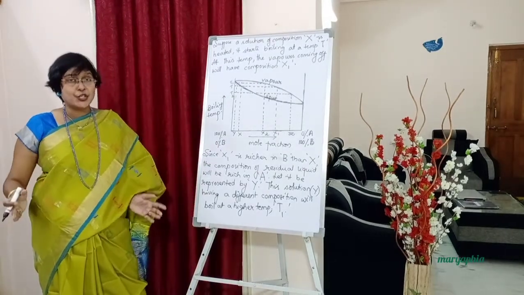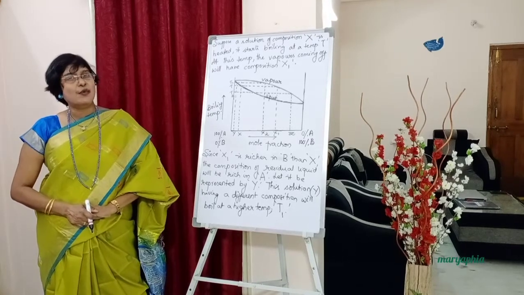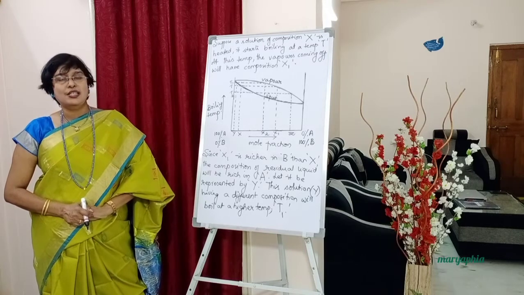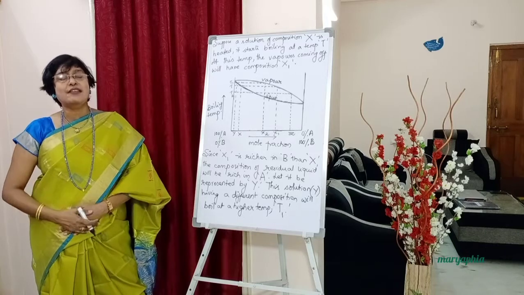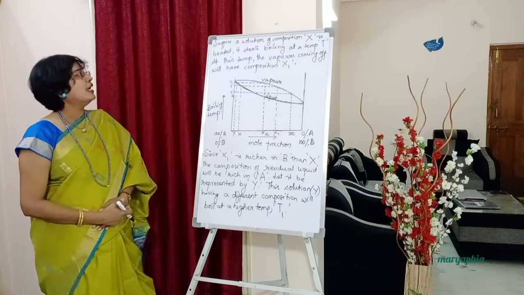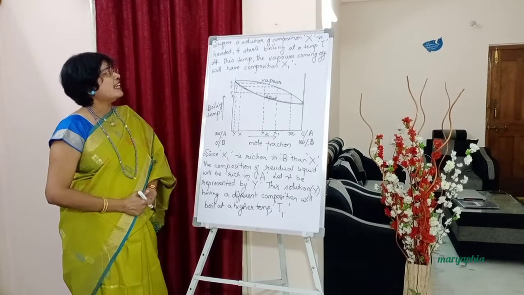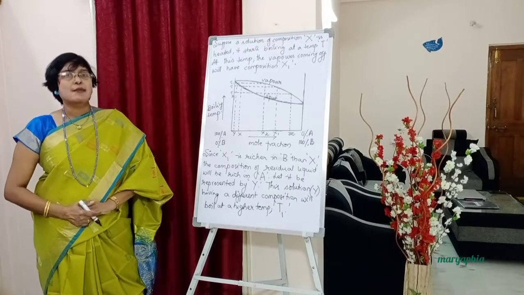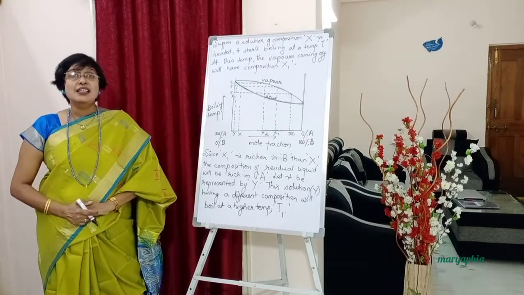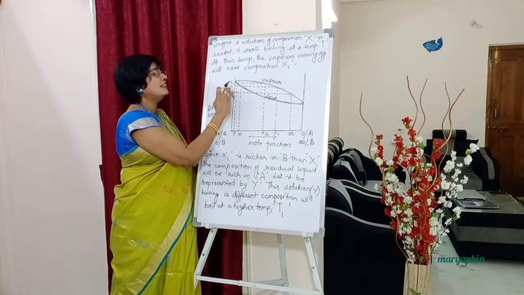Just assume. So we are taking a solution having the composition X, and when we heat such a solution, it starts boiling. You all know that a solution or a liquid, whatever it is, when we start heating it, it will boil after some time. So the first sentence: suppose a solution of composition X is heated, comma, it starts boiling at this temperature.